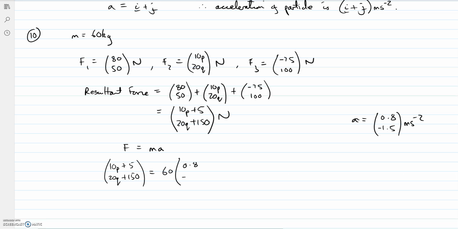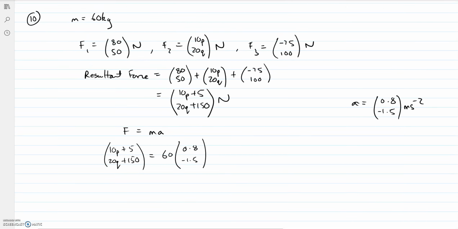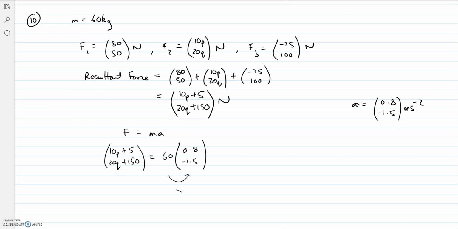And when we multiply a vector by a scalar, so 60 by this, because they're next to each other, we just multiply both bits. So we get 10p plus 5, 20q plus 150 staying the same. And we get 60 times 0.8, which is 48, and 60 times minus 1.5, which is minus 90. And then we've got equivalent vectors. So the x bits will be equal, and the y bits will be equal as well. So we can form 2 different equations.